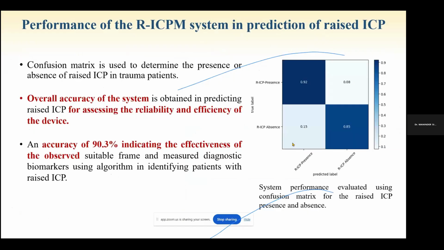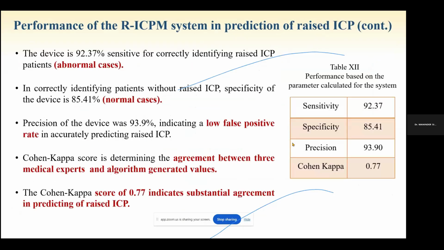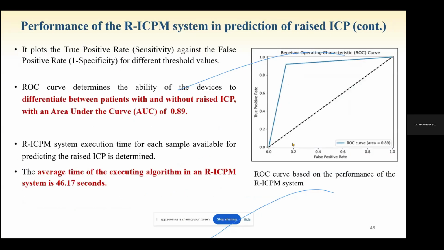So the accuracy for the overall system we obtained is 90.3%. We can't say it is excellent, but as an initial stage it is good. Moreover, we obtained a sensitivity for abnormal cases of 92.37%, and for cases without raised ICP we got 85.41%. We also obtained a kappa score of 0.77 for predicting this intracranial pressure. So this is the ROC.